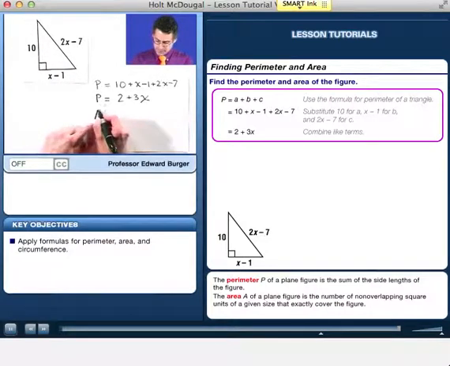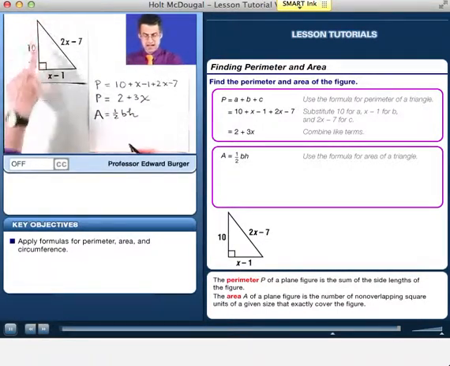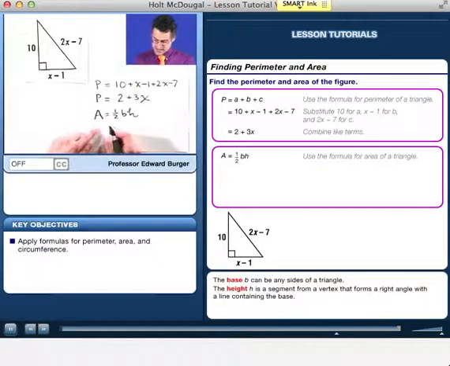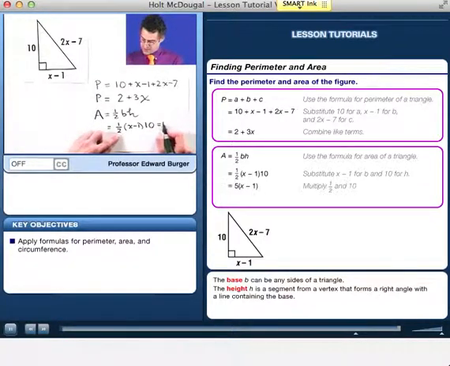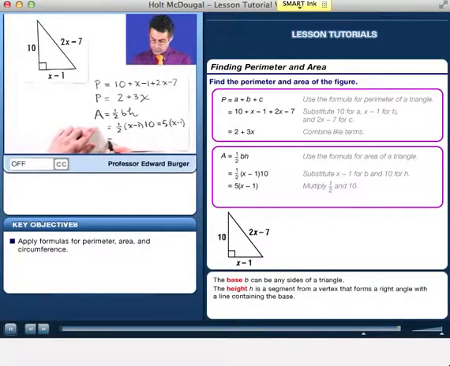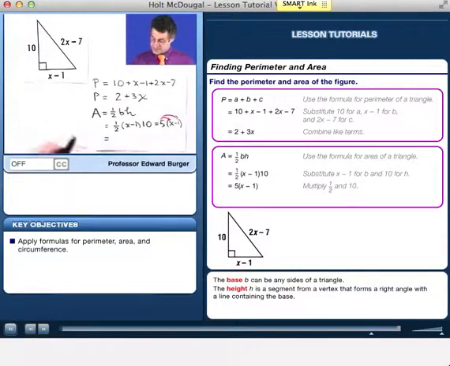What about the area? Well, the area of a triangle, we remember, is 1/2 the base times the height. And since it's a right triangle, we know this is the height and this is the base. And so in this case, we see 1/2 the base, which is x minus 1, times the height. And what does that equal? Well, if we take 10 and divide it by the 2, we're left with just the 5. I'll write that out in front. But it's multiplied by the quantity x minus 1. And so if I were to distribute that 5 to both terms, what we'd see is 5x minus 5.